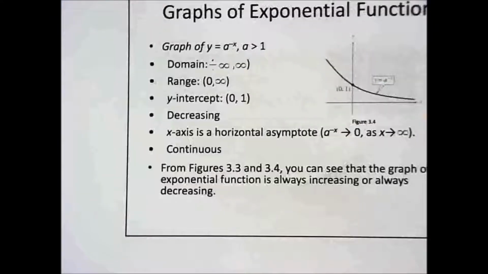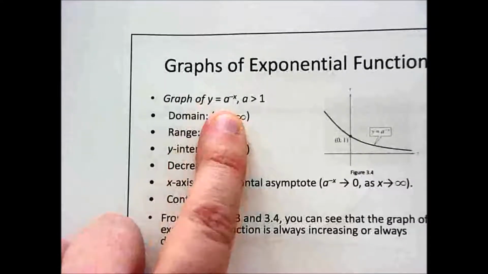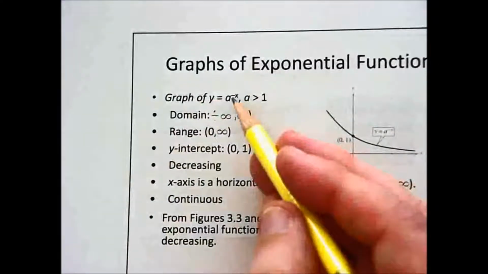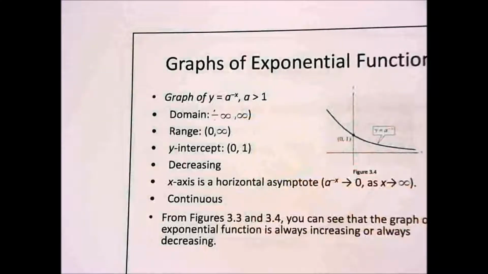Exponential decay, the only thing they'll change is their default formula has a negative exponent. Rather than dealing with a fraction from 0 to 1 being the base, they just make it a negative exponent and limit the base to being greater than 1. Okay? Then they base everything around that. Domain's the same, range is the same, y-intercept is the same. The only difference is it's decreasing over the length of the line.